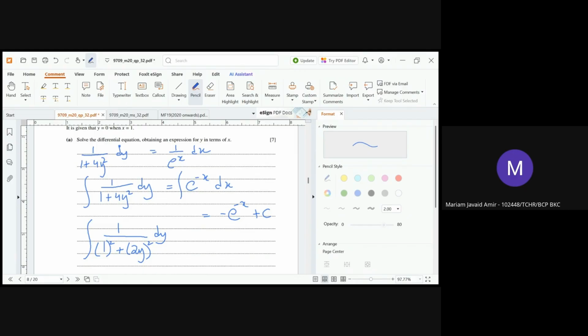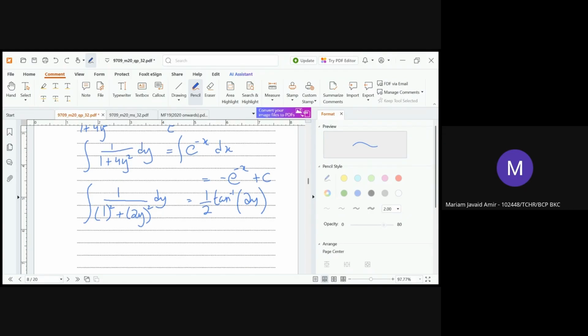Now integration of this is tan inverse 2y, and with it we'll also get half. So half tan inverse 2y. Where did we get this half from? Because the derivative of 2y is 2 and it goes in the denominator.